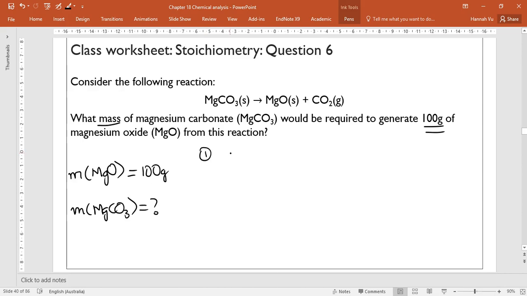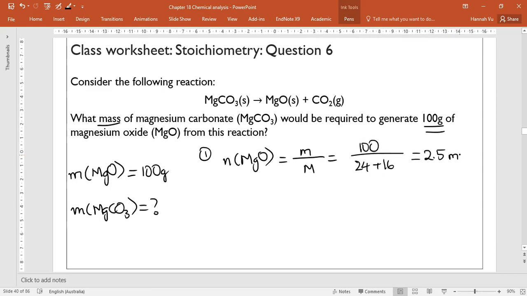Okay, so the first thing I'm going to find is the number of moles of magnesium oxide because I have the mass. The number of moles of magnesium oxide is just mass over molar mass. You need to work out the molar mass of magnesium oxide, which is 24 plus 16, so 40. 100 over 40. What's 100 over 40? I should know this. 2.5. Cannot believe I just did that in the calculator, but anyway, you can do that in the calculator. So 2.5 moles. So 100 grams of magnesium oxide is equivalent to 2.5 moles of magnesium oxide.